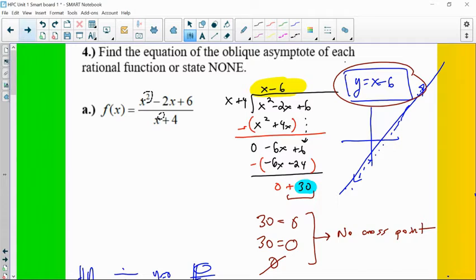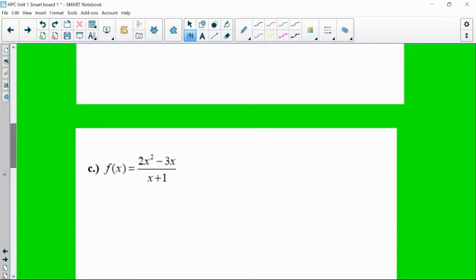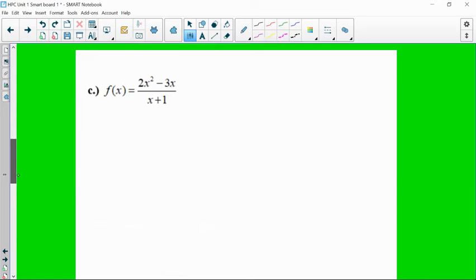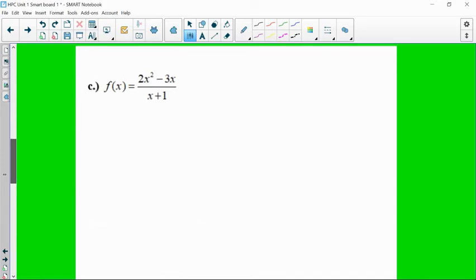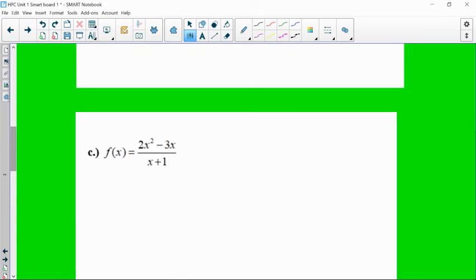Now, I also want to go through one more example together in this video, and I want to do one that actually has an oblique asymptote. Let's go ahead and do this one right here, part C. Let's look at that question. Now, I know that there's an oblique asymptote because the degree is exactly 1 higher.